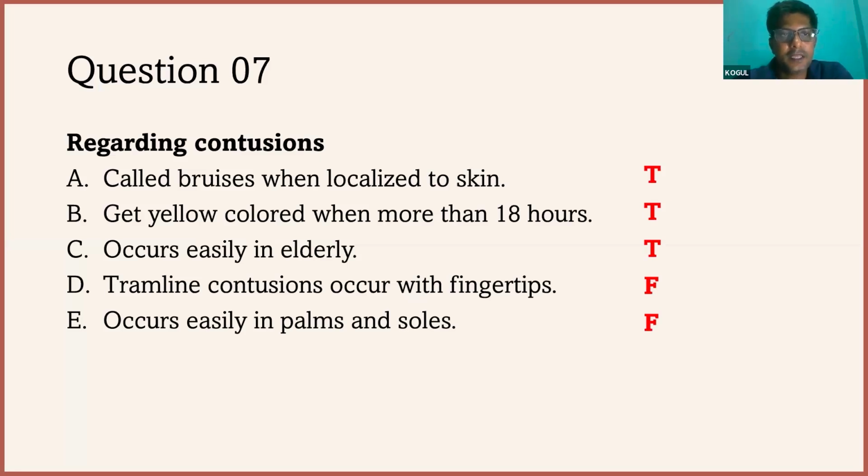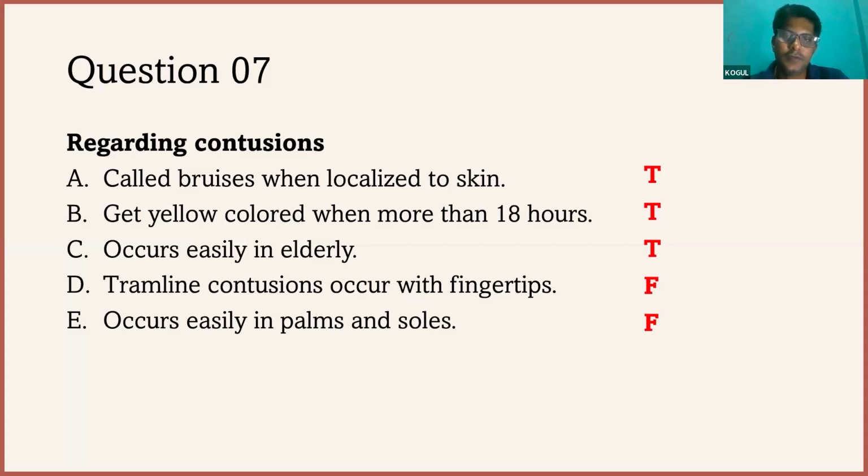Then it gets yellow color when more than 18 hours. That is the only thing we can tell. I told you, only when they are asking dating of the contusion in the MCQs can they ask this type of question. They don't ask other types of dating. But if it is yellow, we can confidently tell it's more than 18 hours. Occur easily in elderly, because elderly people are more vulnerable to damage of the blood vessels. Even with simple trauma or simple injuries, they will get more bleeding.